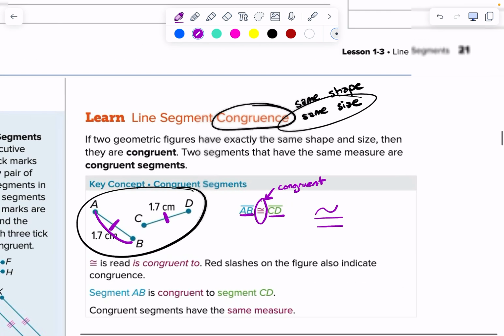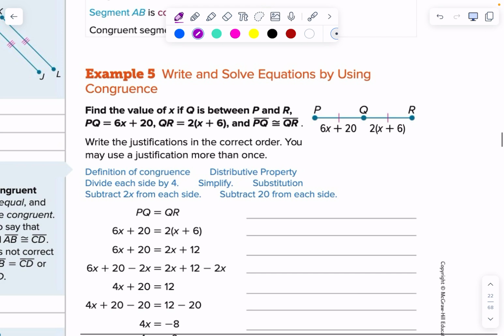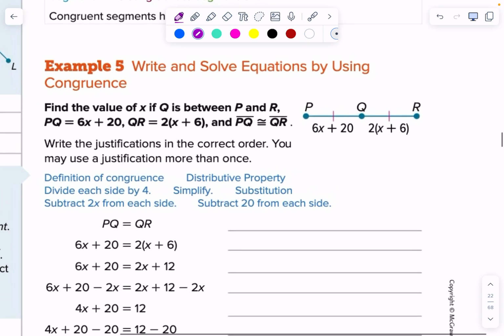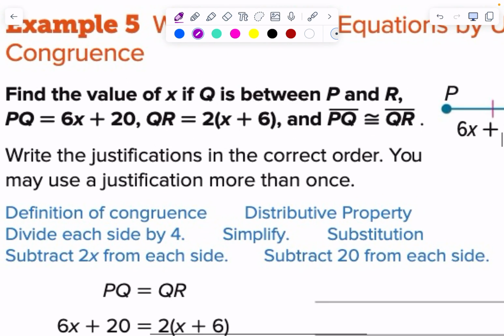All right, let's go to example 5. Here we go. We are trying to solve for the value of x. I'm reading this question right here: find the value of x if Q is between, and all the things. Find the value of x.